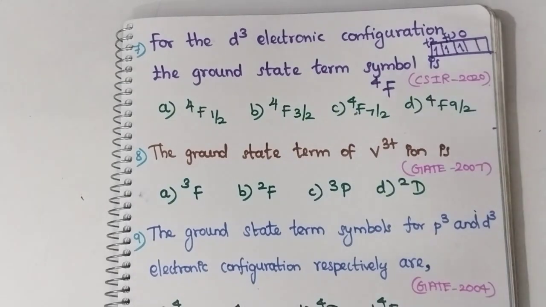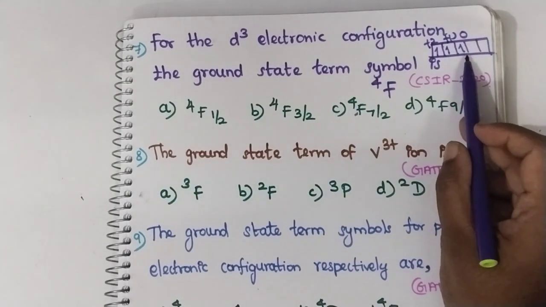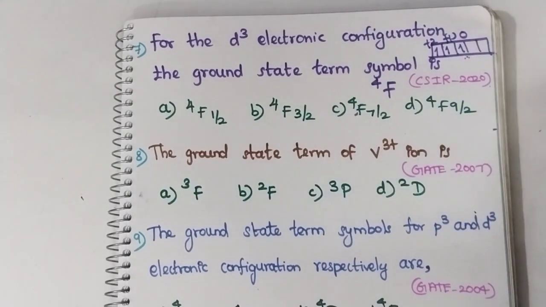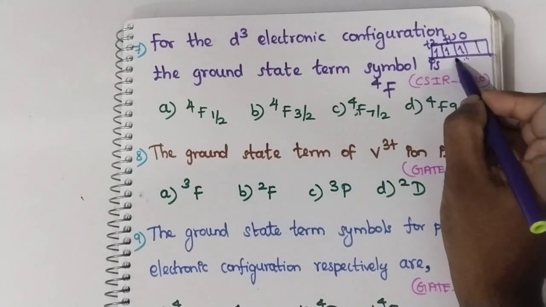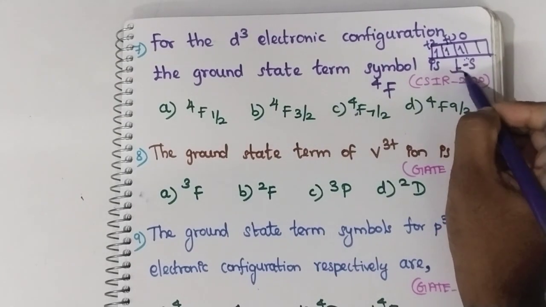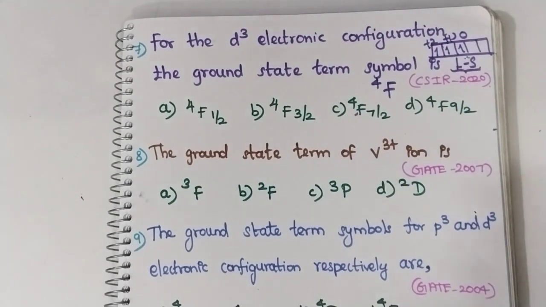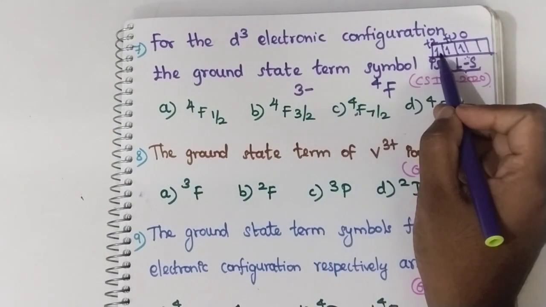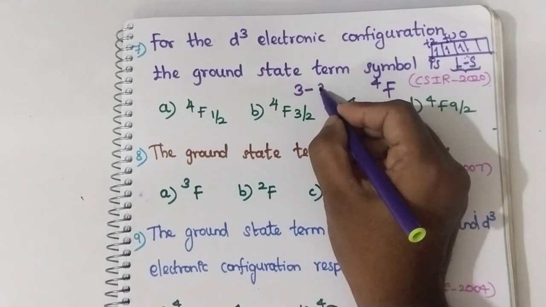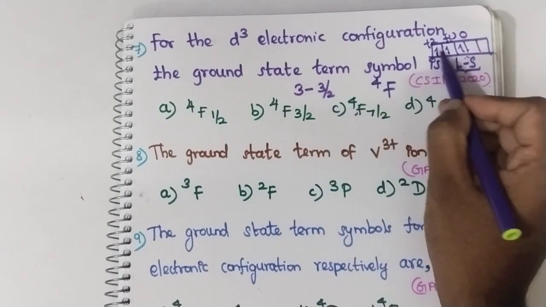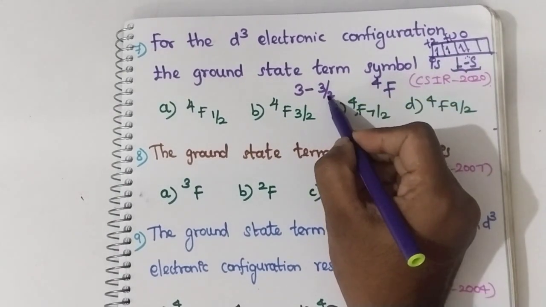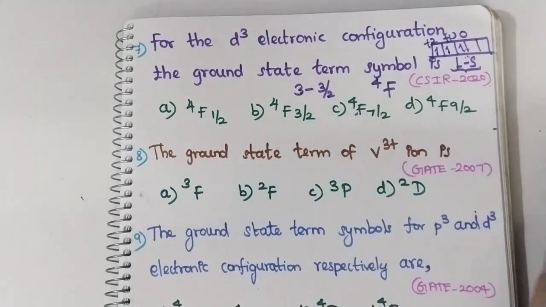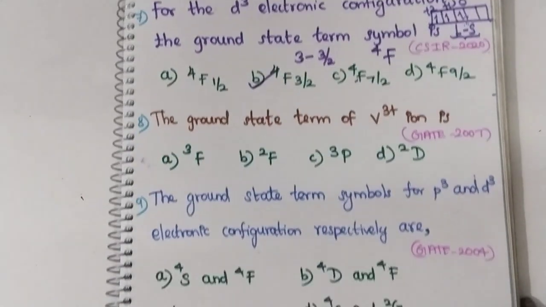You have to see the J term, right? This is not half filled, it is less than half filled. So for less than half filled, you should use the formula L minus S. Okay, L minus S. L value is 3 minus S value 3 by 2, right? 3 by 2 because 3 electrons, half plus half plus half. Now 3 into 2 it is 6 minus 3, 3 by 2, right? So it is option B. Okay. This is how you have to calculate.